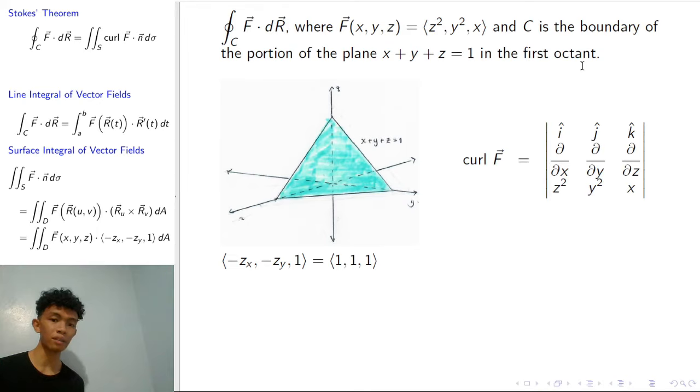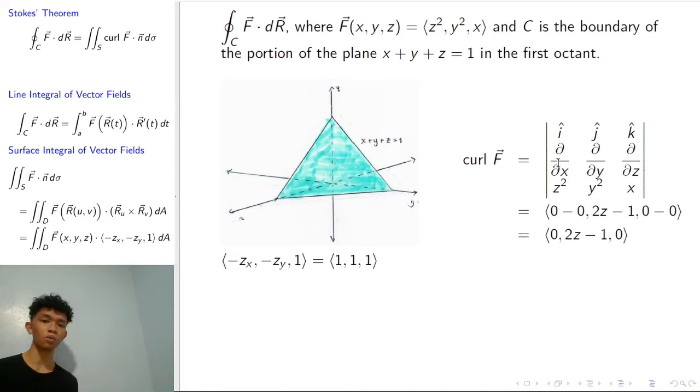Your curl is again given by this determinant. So we start with your first component. The first component will be partial of x with respect to y, which is 0, partial of y squared with respect to z, which is also 0. So you get 0 minus 0 for your first component. For your second component, you get partial of z squared with respect to z, which is 2z, and partial of x with respect to x, which is 1. So you get 2z minus 1. And finally, for the last component, you get y squared with respect to x, which is 0, and z squared with respect to y, which is also 0. Simplifying, you get 0, 2z minus 1, 0.